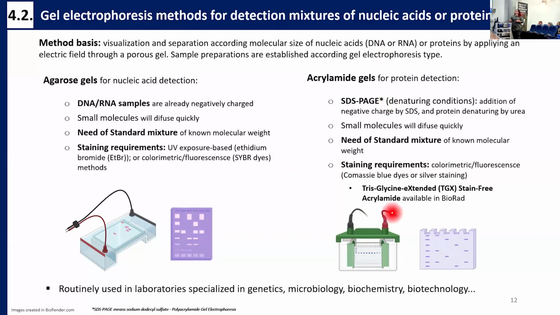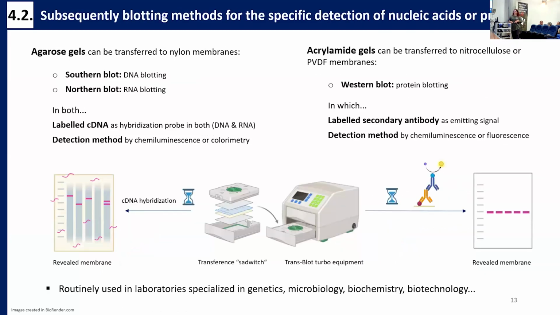But for the acrylamide gels, Bio-Rad now has a stain-free acrylamide that is based on tris-glycine extended, which fluorescently marks the tryptophans of the proteins, so this label is not necessary. Also, an applicability of this is that from both electrophoretic gels, we can cut the band of interest and send it to the genomic center to sequence the nucleic acid sequence that we want to know, or we can also send the protein to a mass spectrometry service.